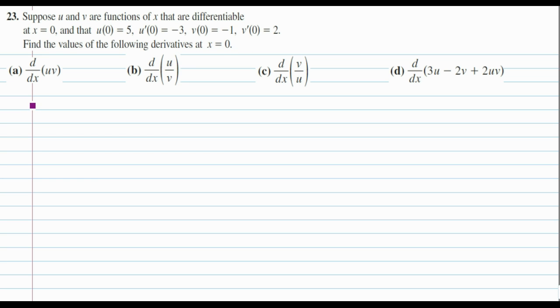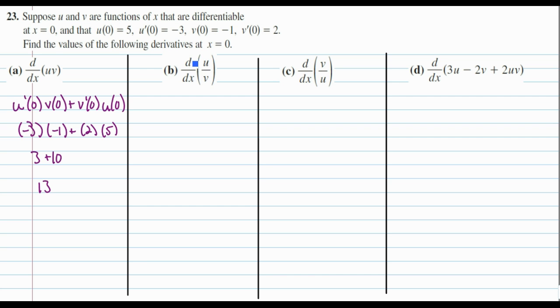evaluated at 0, would be, let's see, product rule again. So u prime of 0 times v of 0 plus v prime of 0 times u of 0. U prime of 0 is negative 3, v of 0 is negative 1, v prime of 0 is 2, and u of 0 is 5. So I have 3 plus 10, so 13.